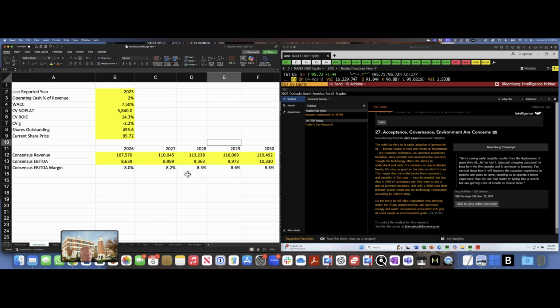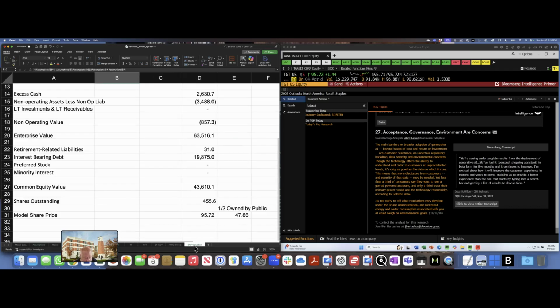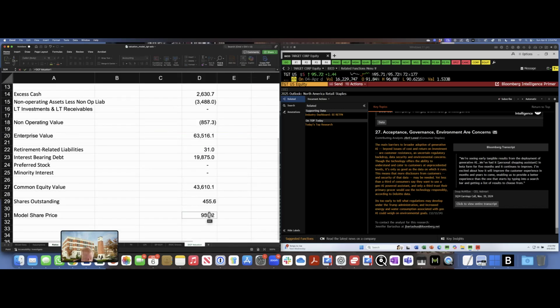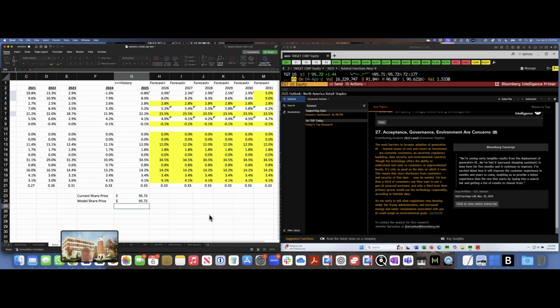And let's make sure. Sure. This is actually the BMW model. I thought I was using the Target model. Equals. There we go. And now we're at 95.72.